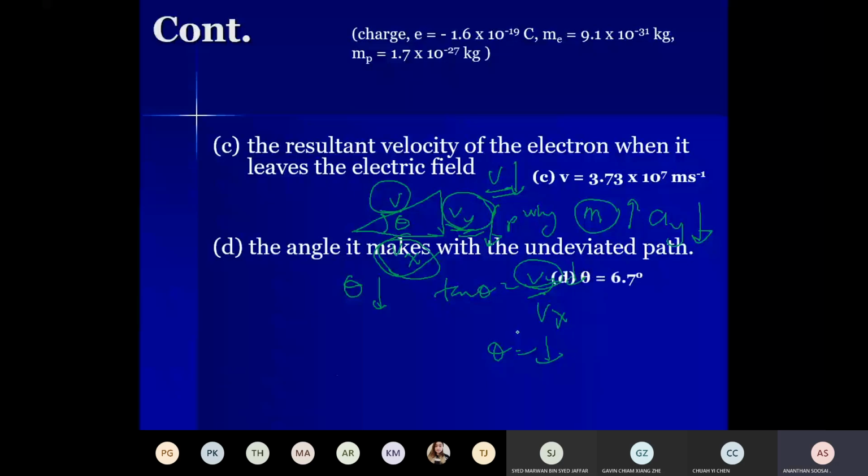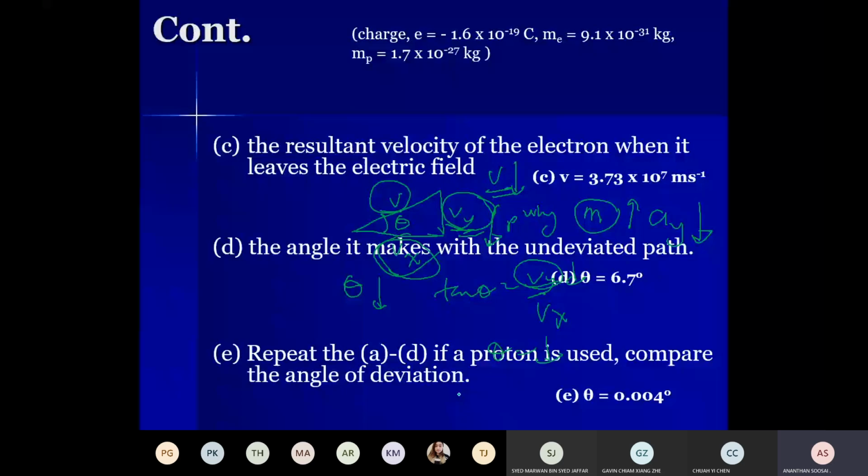If you calculate the values, you will get an angle of deflection of 0.004. It's very small compared to the electron's angle of deflection. But I don't want you to calculate. Okay, class, this is today's lesson. I don't want to drag on. The main part you need to digest today is the projectile movement, the two-dimensional movement. That's the harder one. Other than that, the rest is okay.